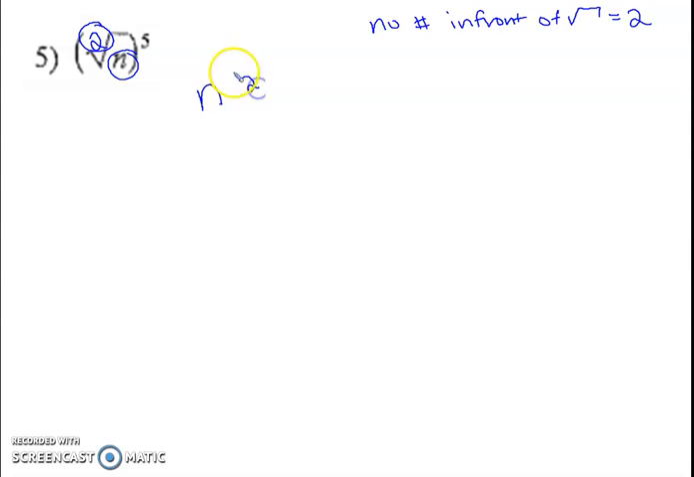Number 5, if there's no number in front of a square root, it is a 2. Okay? No number in front of square root, it equals 2, because that is a square root. That's literally what a square root does. So my new base is n. The 2 goes to the bottom, and the 5 goes to the top.